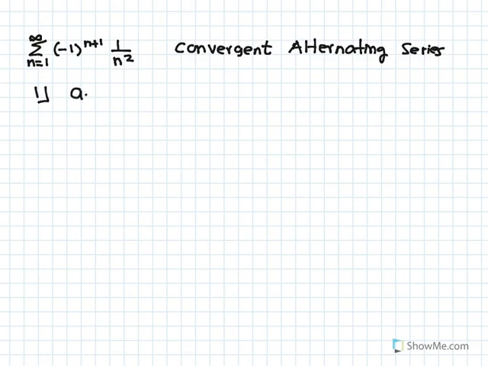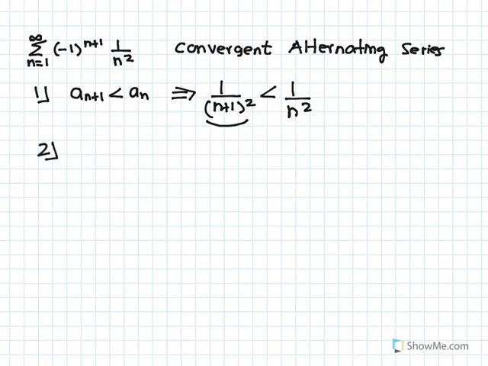Number 1, we have to show that the terms are decreasing in magnitude. a_(n+1) is less than a_n. The (n+1)th term is simply 1 divided by (n+1) squared. And we have to show that this is less than 1 over n squared. Well, this is very clear because we're making the denominator larger, and hence the ratio becomes smaller.